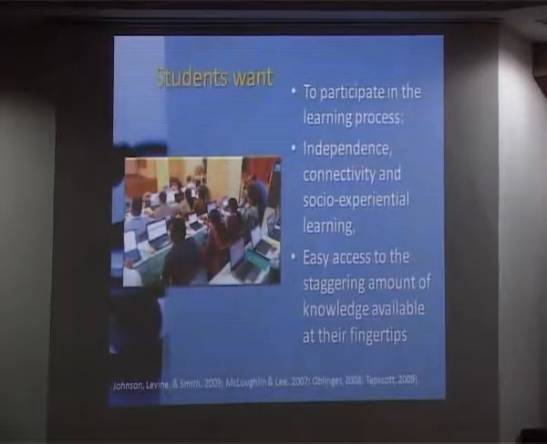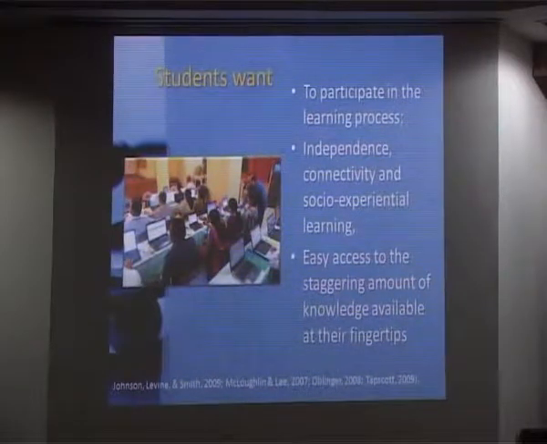Now, basically what students want is, they don't want to be passive. They want to participate. They want independence to read what they want at a time convenient to them, at a place convenient to them. They want connectivity between themselves and with the teachers. They want socio-experimental learning. Now, this is probably the best thing that could have happened in education. Earlier, we thought the internet is the ultimate in terms of revolution. I think socio-experimental learning is the next stage in evolution.